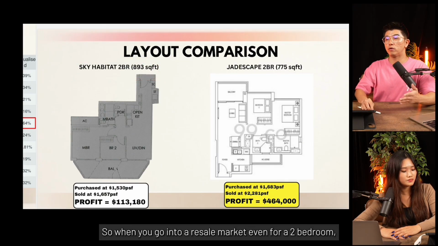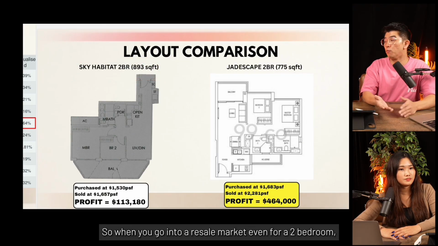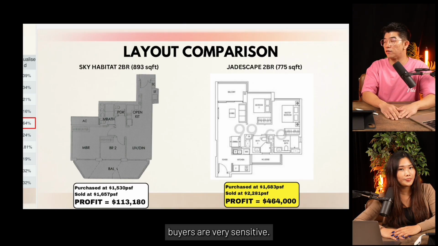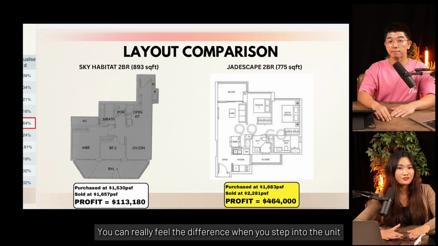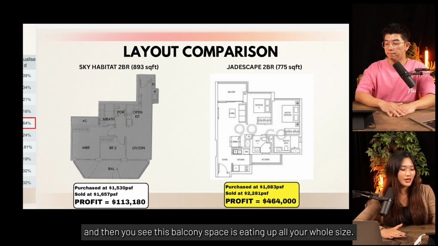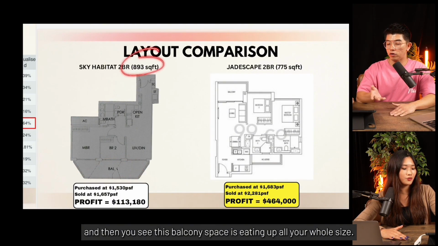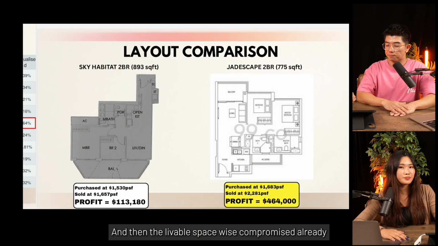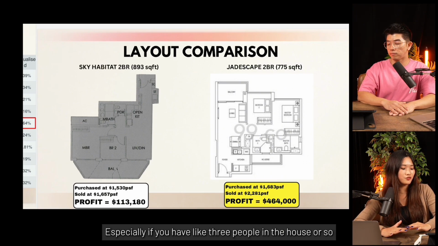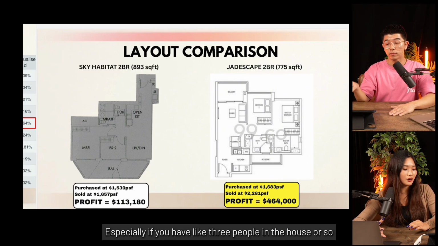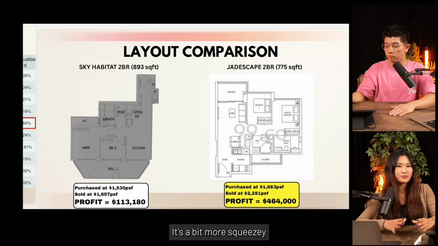So when you go into a resale market, even for a 2-bedroom, buyers are very sensitive, especially when the numbers are a bit smaller in terms of the sizes. You can really feel the difference when you step into the unit and you see this balcony space is eating up your whole size, and the livable space is compromised. It's very tight, especially if you have like 3 people in the house, then it's a bit more squeezy.